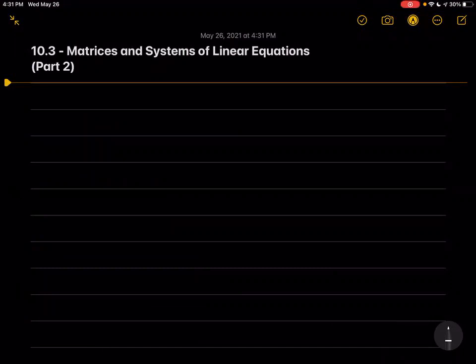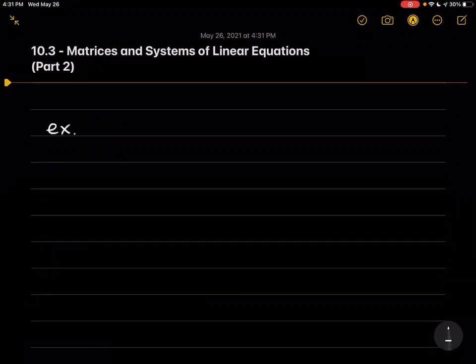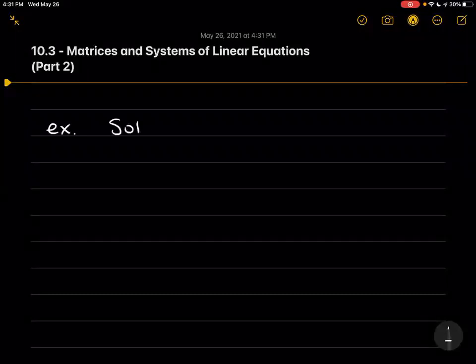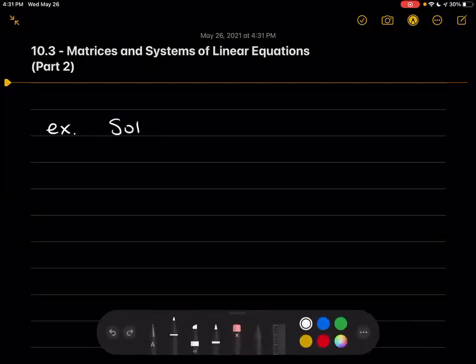Hello, everyone. Welcome to section 10.3, part 2. In this part, we're going to look at some examples of using matrices to solve linear equations. So to do that, let's look at an example.